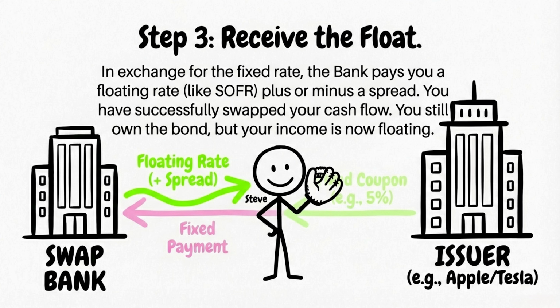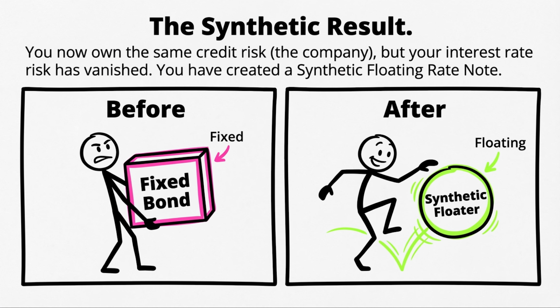Do you see what happened? The fixed coupon passes through the investor. It comes in from the bond and goes out to the bank. The investor is left only with a floating rate. They have created a synthetic floating rate note.